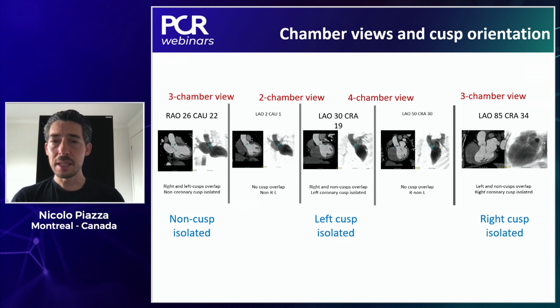So this is basically a summary of what we just spoke about. In the three-chamber view on the far left, in the RAO caudal view, you have the non-coronary cusp that's isolated. In the four-chamber view, in LAO cranial, you have the left coronary cusp isolated. And if you go really extreme LAO and cranial, you'll have the right coronary cusp isolated. And in fact, those areas where you isolate the left coronary and the right coronary cusp are in fact the best views to appreciate the left main coronary artery and right coronary artery.